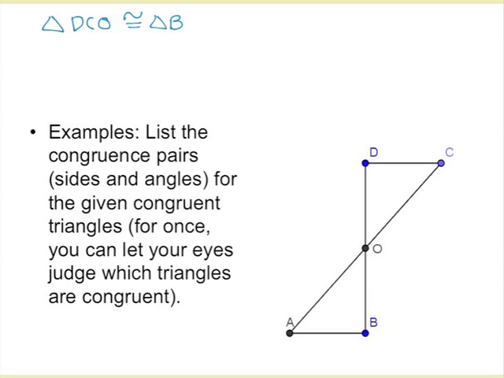Since D was the first letter, we need to find the angle that looks like it's the same as the angle. So B and D look like they're the same. Then it says C. What letter looks like it has the same angle as C? A. And then that only leaves O. And actually the 2 angles at O we can know are congruent. They don't just look like they are, but we can know it, because what kind of angles are they? Vertical angles. Okay, so that's actually a fact that we can know for sure. We're not trusting our eyes there. But in the other ones, we're just going to trust our eyes and say B looks like D, A looks like C.